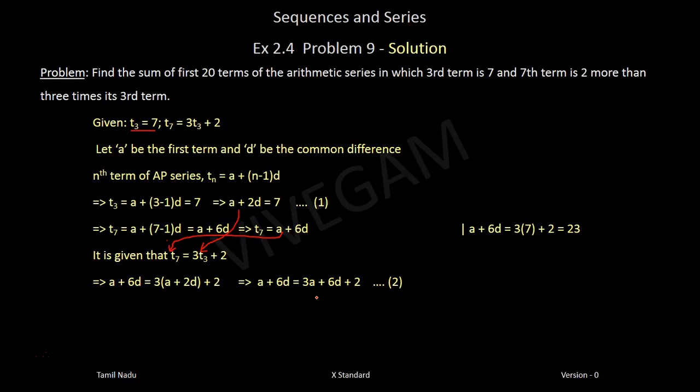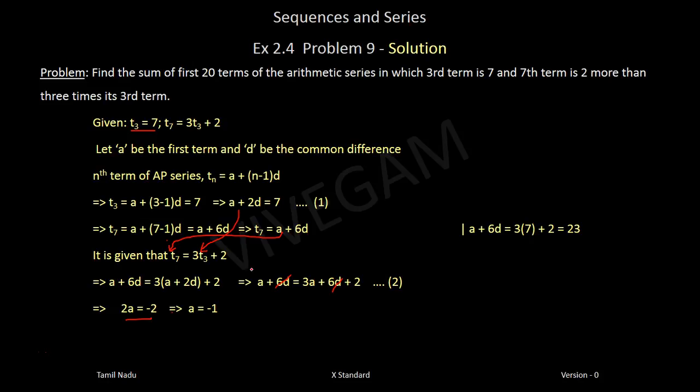Right? Now you simplify this little more. Okay. So what will you get? A plus 6d is 3a plus 6d plus 2. Now if you look at this, 6d and 6d will cancel. So 3a minus a is 2a, and you take this 2 to the other side. So 2a will be equal to minus 2, or a will be equal to minus 1. Now we have the value of a.